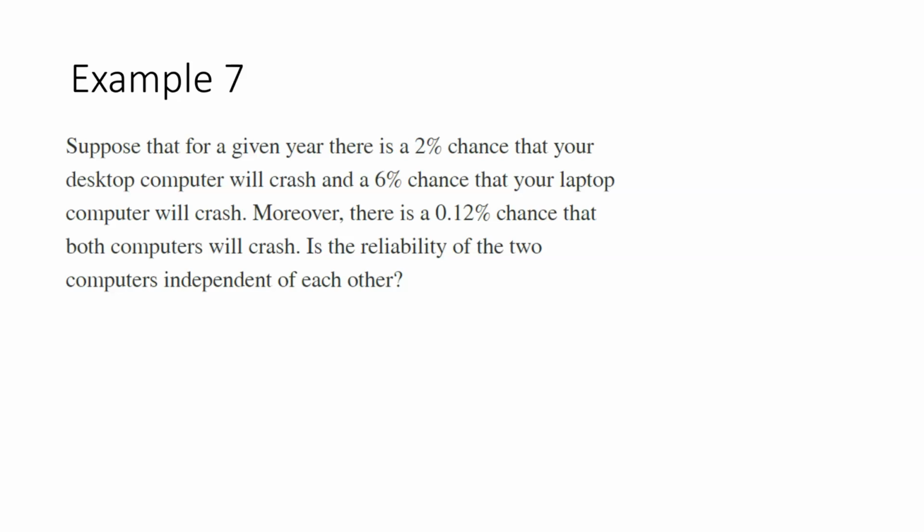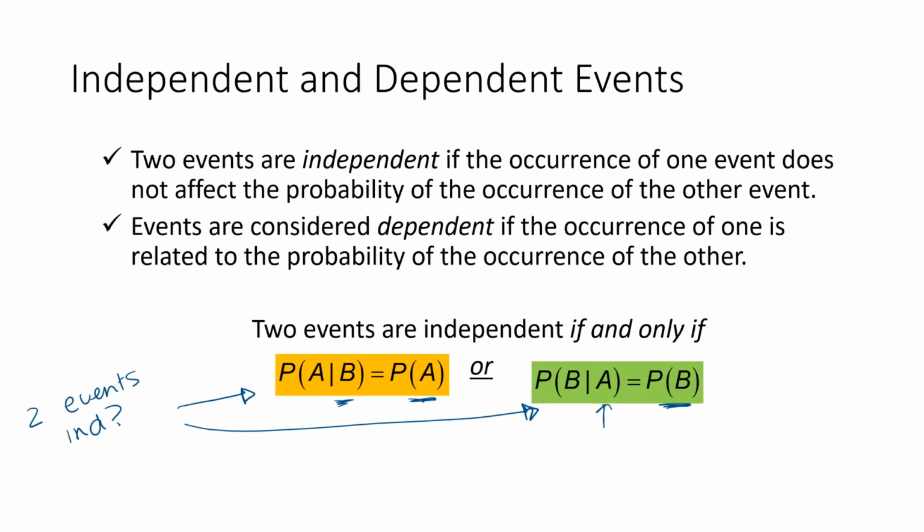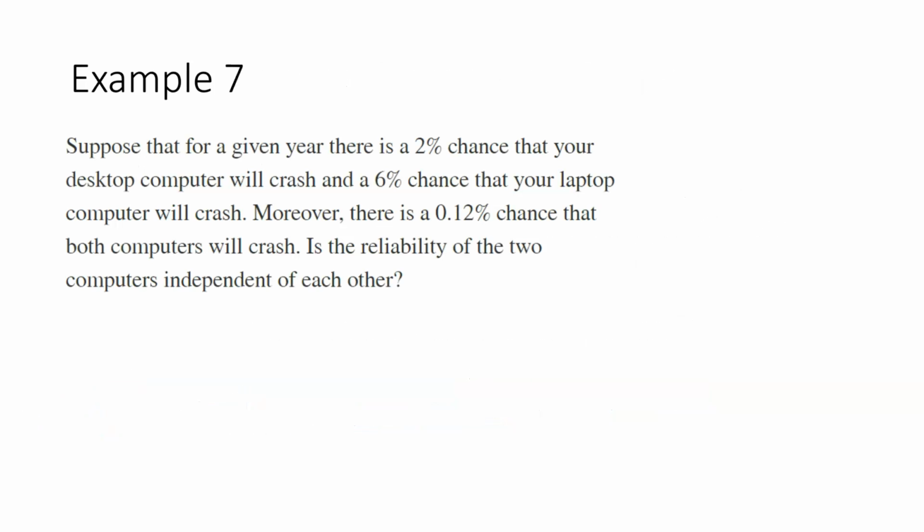So suppose that for a given year, there's a 2% chance that your desktop computer will crash and a 6% chance that your laptop computer will crash. Moreover, there is a 0.12% chance that both will crash. Is the reliability of the two computers independent? So let's go back to the definition. If they're independent, then the conditional probability won't change anything. So we want to figure out if the two conditional probabilities work out here. So let's take a peek.